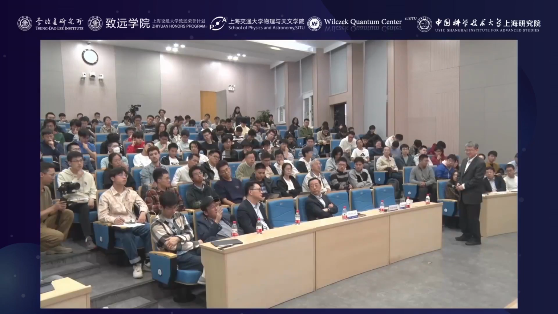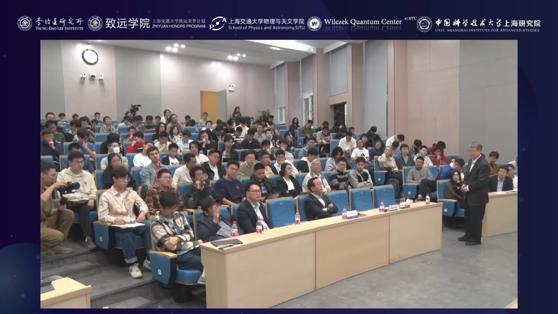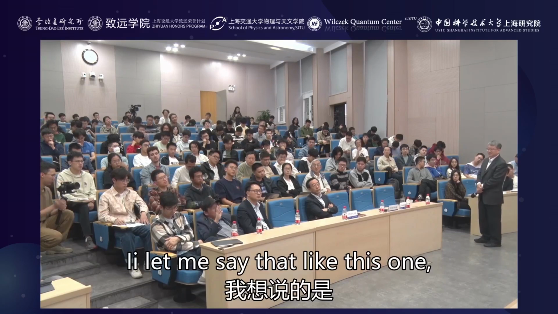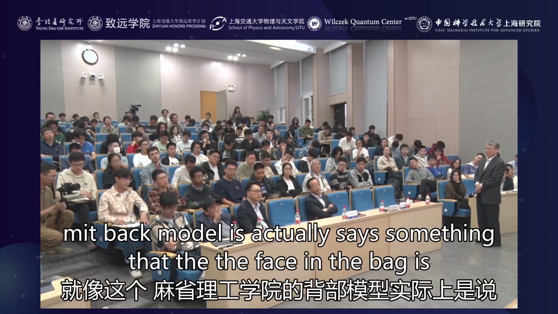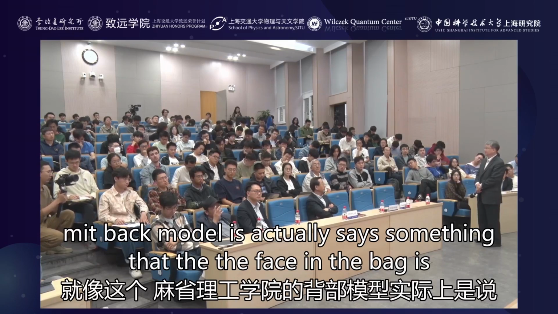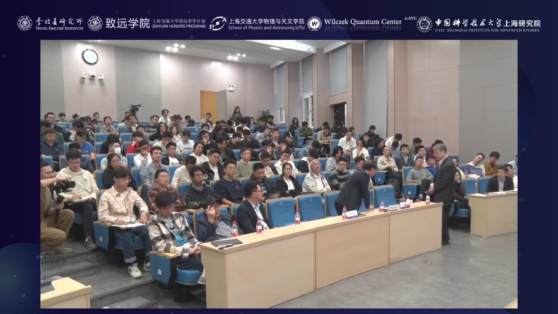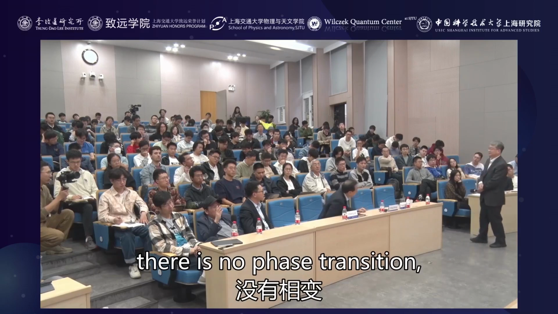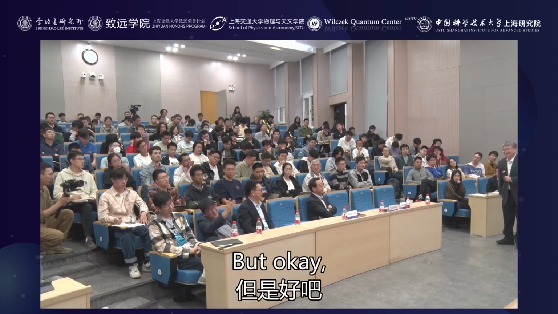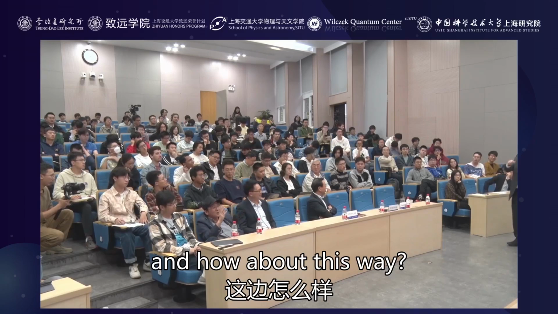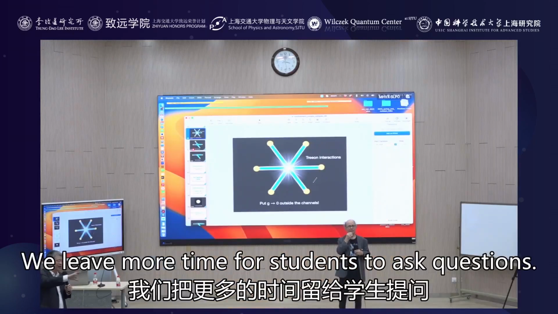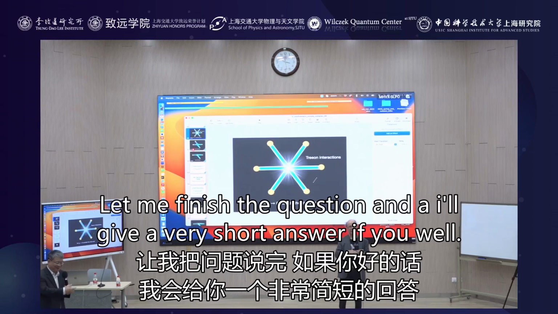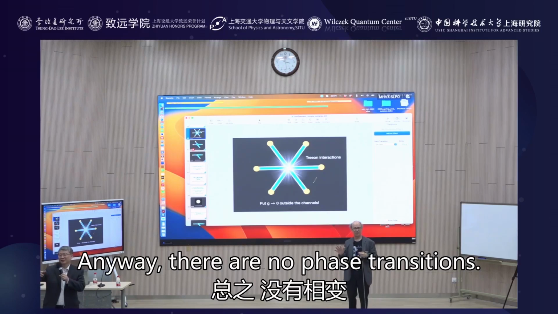So yes, for the QED analogy of one plus one, let me put it like this. The MIT bag model actually says that the phase in the bag is different from the phase outside, right? Right. So that means they have a phase transition. Yes. But there is no phase transition, right? Well, let me finish the question, and I'll give a very short answer. Anyway, there are no phase transitions.